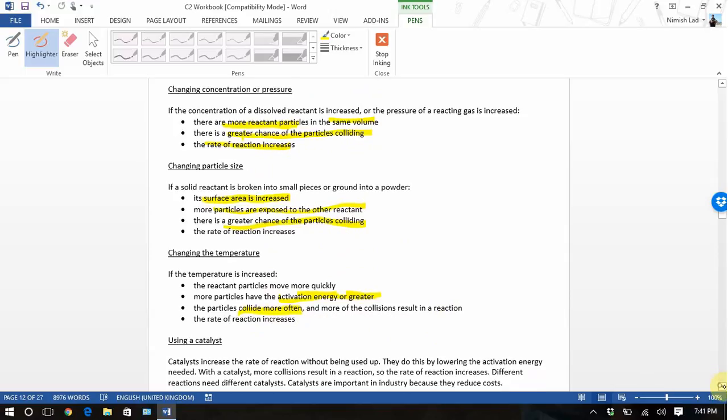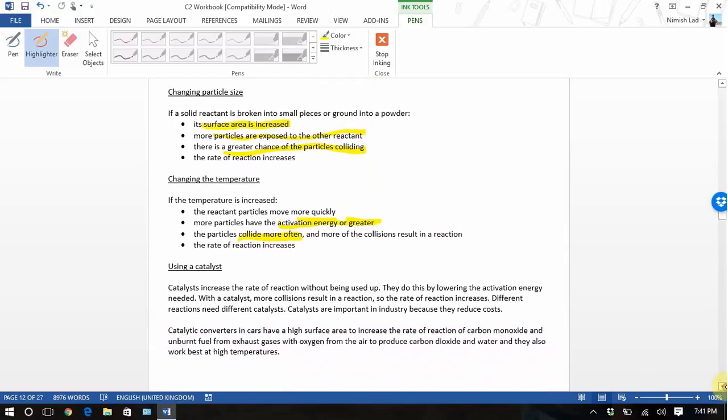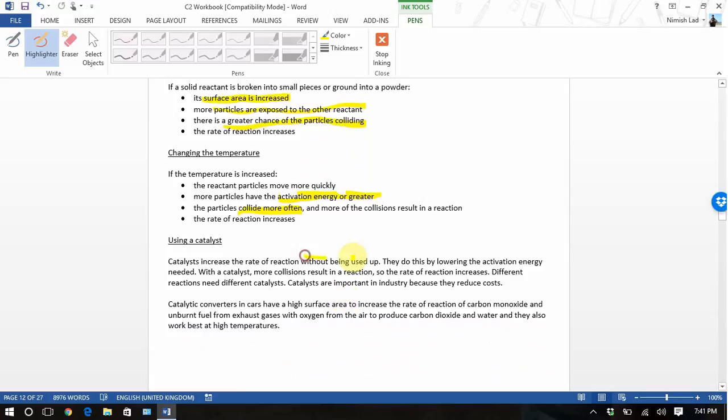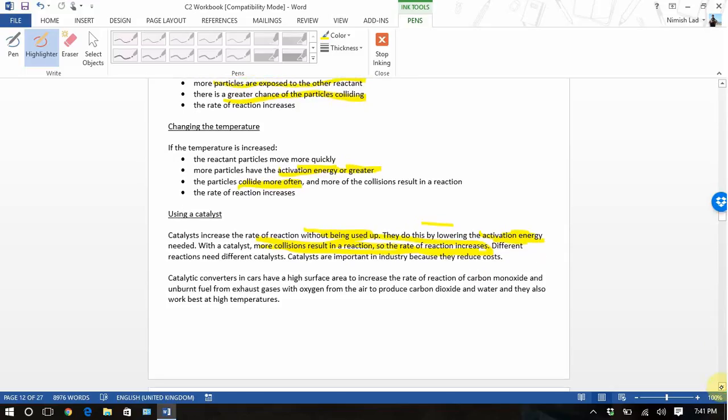What a catalyst does is it speeds up the rate of reaction without being used up. It does this by lowering the activation energy. Therefore, more particles will actually have this new activation energy, and therefore more collisions will be successful, and therefore it increases the rate of reaction. Different reactions need different catalysts, and catalysts are important in industry because they reduce costs. So remember, catalysts reduce the activation energy, meaning more particles can actually create a reaction.